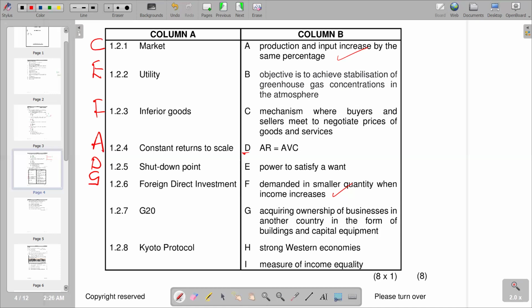So which explanation matches G20 there? You could see that we've got H, which is saying strong Western economies, which are also part of the G20. So we have got H here.